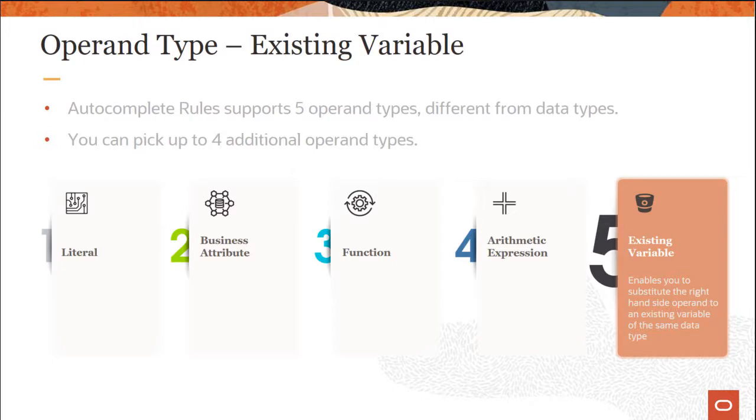The last operand type is existing variable. When you have already defined a variable of a given data type, changing an operand to this type enables you to substitute the right-hand side operand to an existing variable of the same data type as that of the left-hand side.